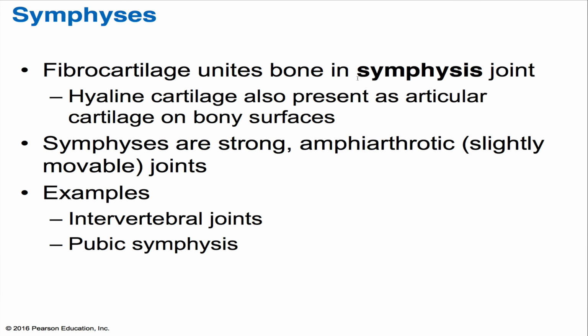Now, symphyses are strong. However, they are slightly movable, so they're amphiarthrotic. Examples of where we find symphyses are the discs between your vertebrae, so the intervertebral joints. In addition to that, we also find it at the pubic symphysis.